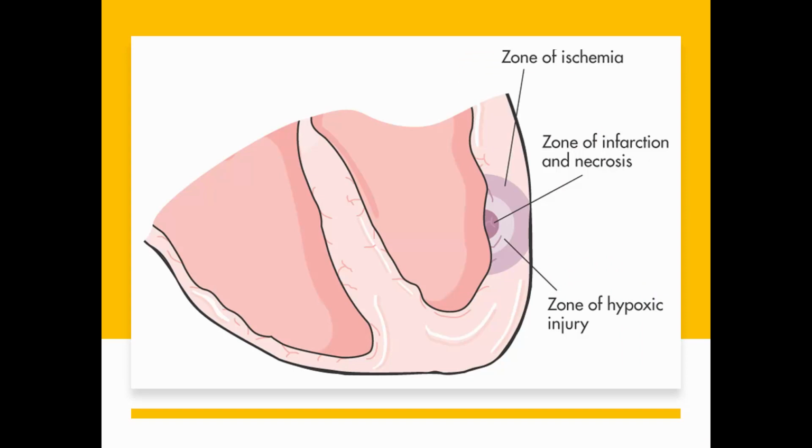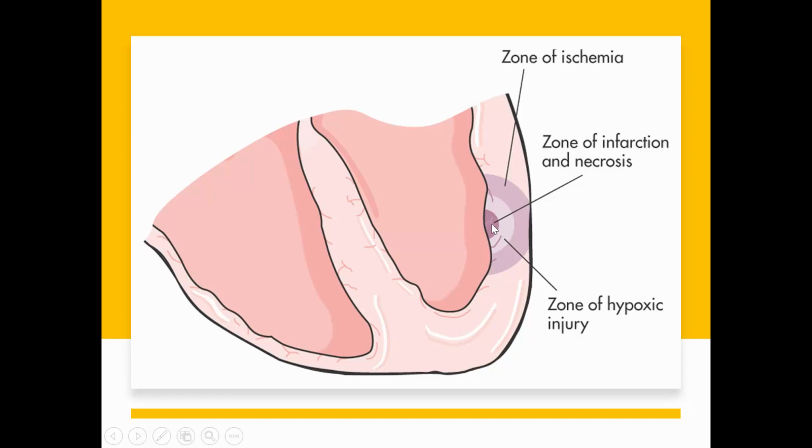We have these different zones. So you have the zone of infarction, okay? This is this right here. This is where the tissue's died, okay? The tissue has died here. But then these other zones, this is the zone of hypoxic injury, and this is the zone of ischemia.